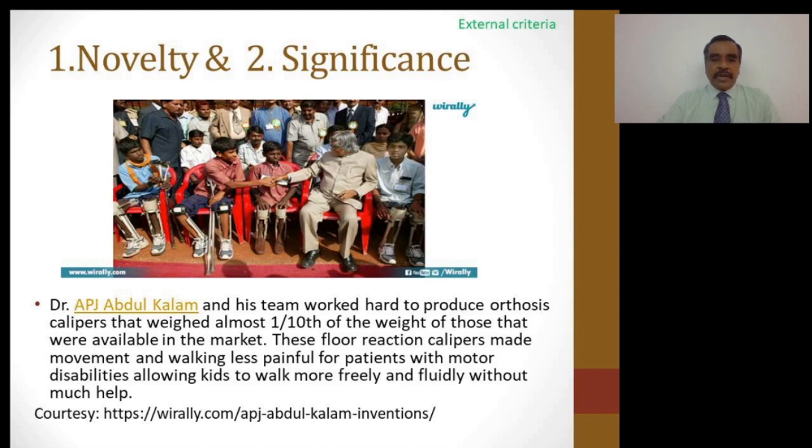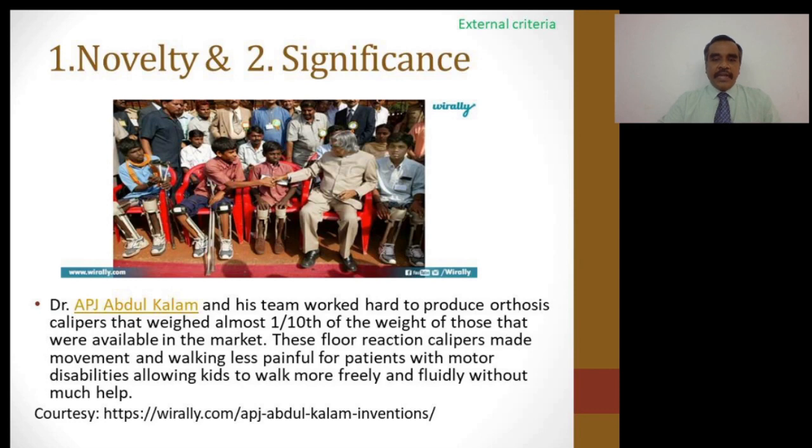APJ Abdul Kalam and his team worked hard to produce orthosis calipers that weighed almost one-tenth of the weight of those that were available in the market. These floor reaction calipers made movement and walking less painful for patients with motor disabilities, allowing them to walk more freely and fluidly without much help.